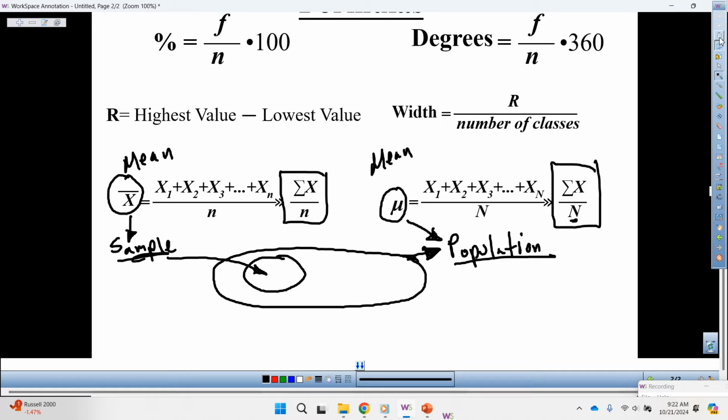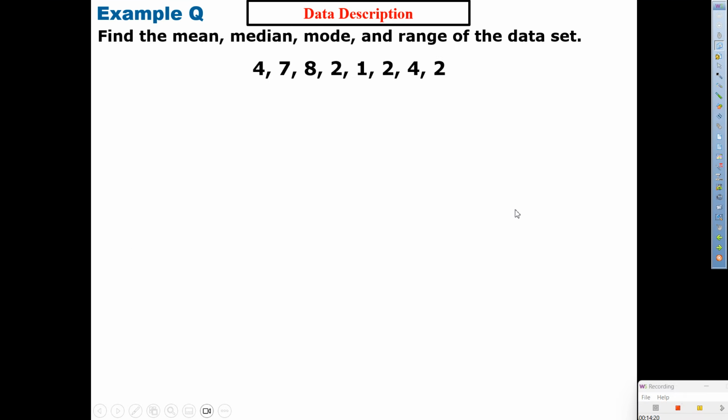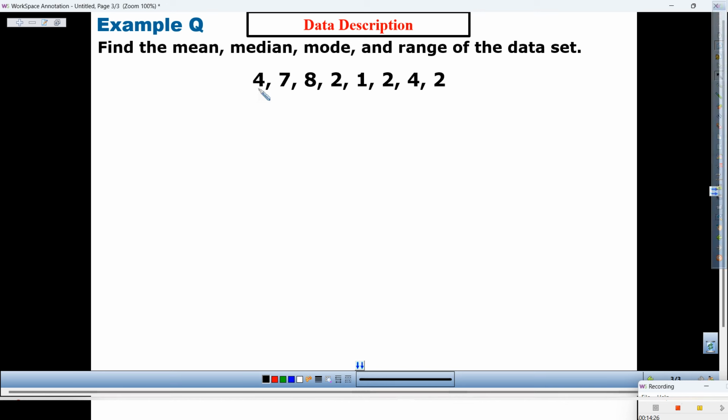Here we go. So, measures of central tendency. Let's do one more for the sake of getting this mastered. Example Q, and the data given is 4, 7, 8, 2, 1, 2, 2, 4, 2. There it is on your screen. It says find the mean, median, mode, and range.